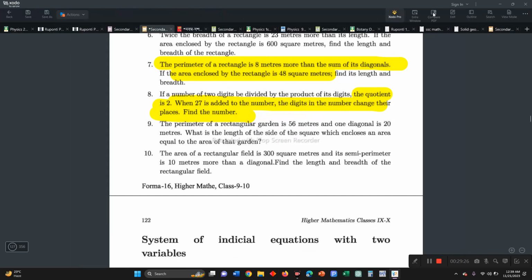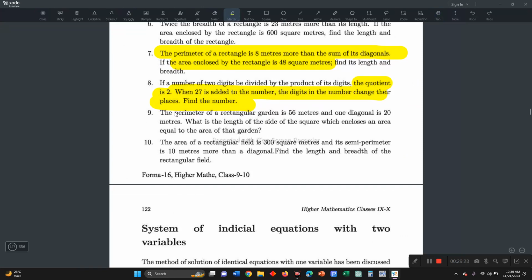Now question number 9. The perimeter of a rectangular garden is 56 meters and one diagonal is 20 meters. Previously we solved a problem on perimeter, and we know that for a rectangle the formula for perimeter is 2 into x plus y, and the diagonal's formula is root over x square plus y square. From the question, the perimeter is 2 into x plus y equal to 56, and the diagonal is 20 meters, that means root over x square plus y square is equal to 20.